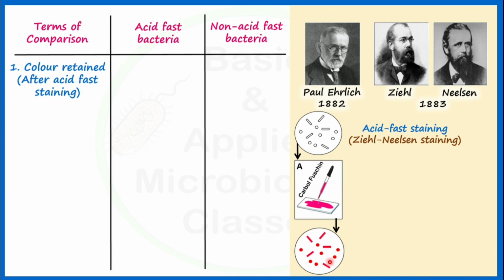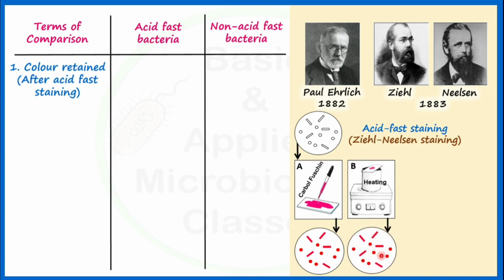After this step, we go for the heating step now, right? So why do we do heating here? Heating actually ensures the penetration of the primary stain, that is the carbol fuchsin, inside each and every bacterial cell present in the sample that we have taken, right? So after the heating step, all bacteria will still be having what? The reddish color of the primary stain. In the subsequent step, we go for acid alcohol treatment. Now acid alcohol here actually acts as a decolorizer.